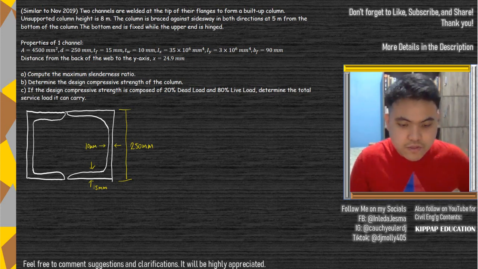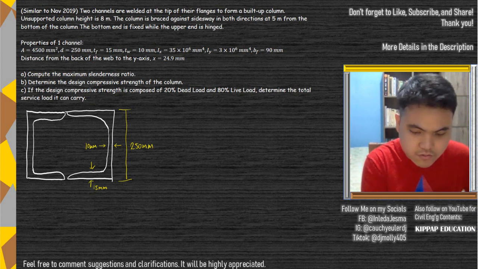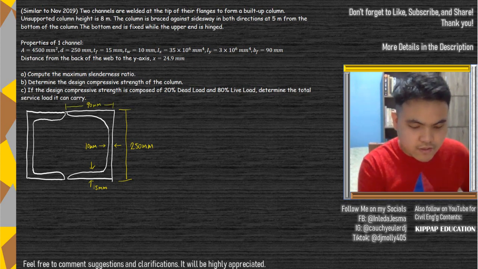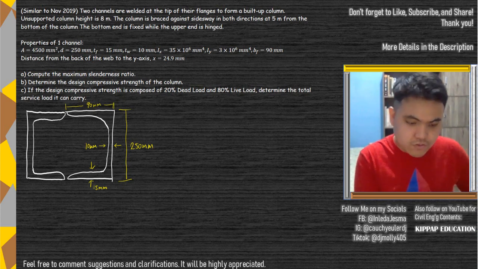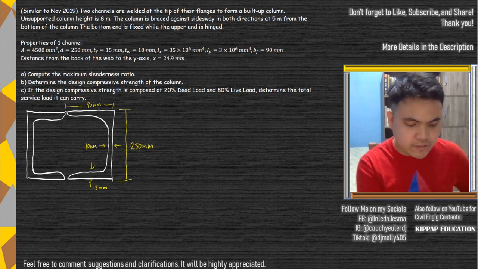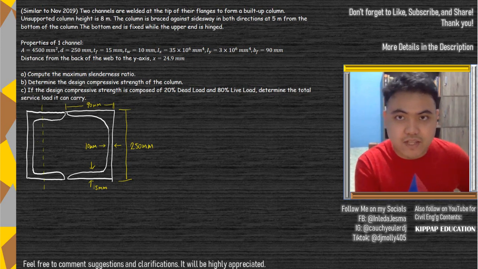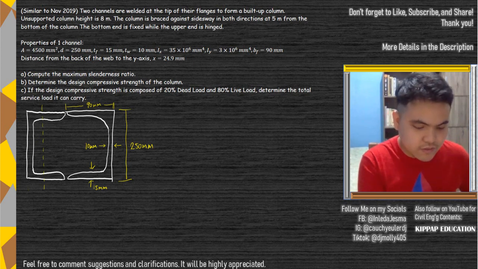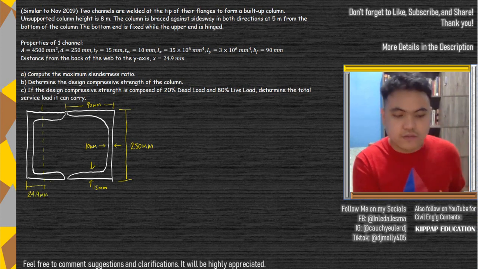We also have the width of the flange. So, it's 90 millimeters. Ito siya. From tip to tip, syempre, diba? And then, yung distance from the back of the web to the y-axis. So, i-label na lang natin dito sa kabilang channel. So, let's say ito yung centroidal y-axis ng isang channel. Therefore, yung x ay, ito, from the back of the web, hanggang dito, sa may y-axis. So, that's 24.9 millimeters. Right?